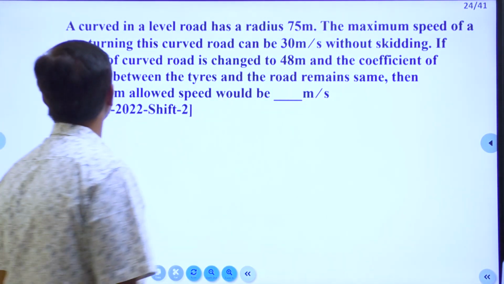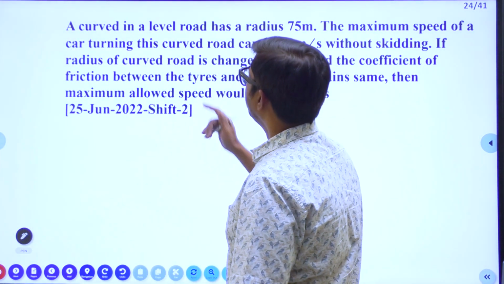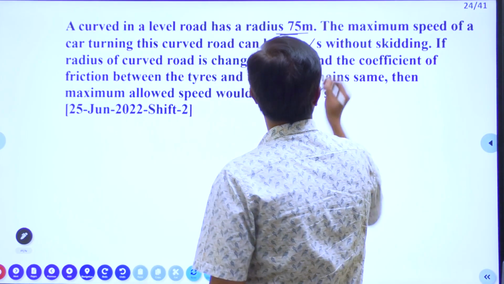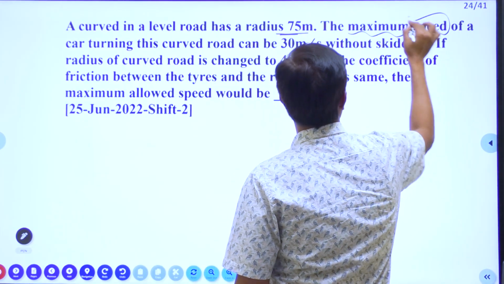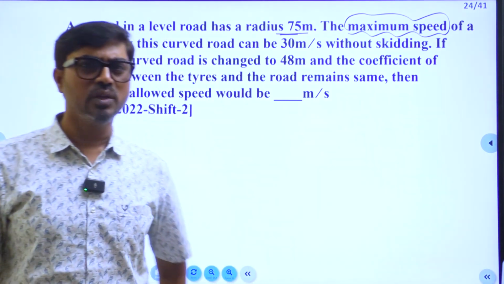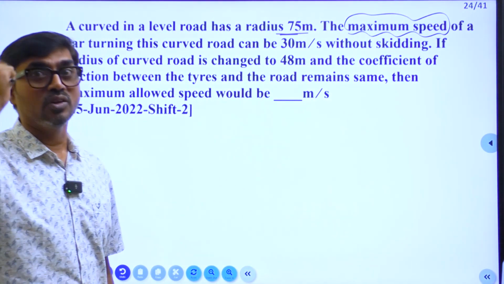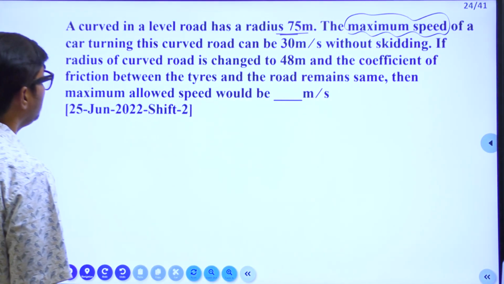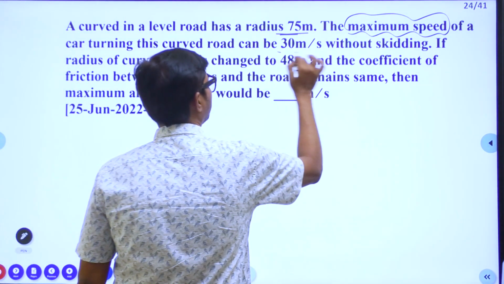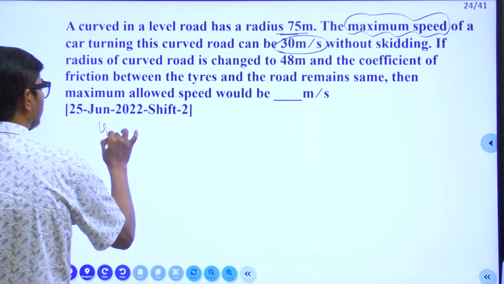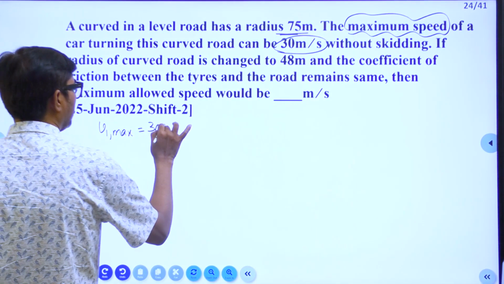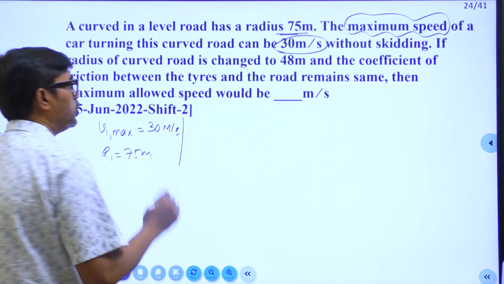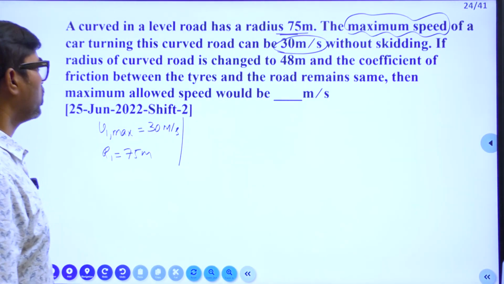Right. Next problem. A curved level road has a radius of 75 meters. The maximum speed, again you see maximum speed, minimum speed, whenever they talk about it, probably it's related to limiting friction. That should trigger, like a switch on, light on. A car turning in this curved road will be 30 meters per second. So V1 max is 30 meters per second. And what is the radius they have? 75 meters. See, as you are reading, how you convert that into data is also important here.